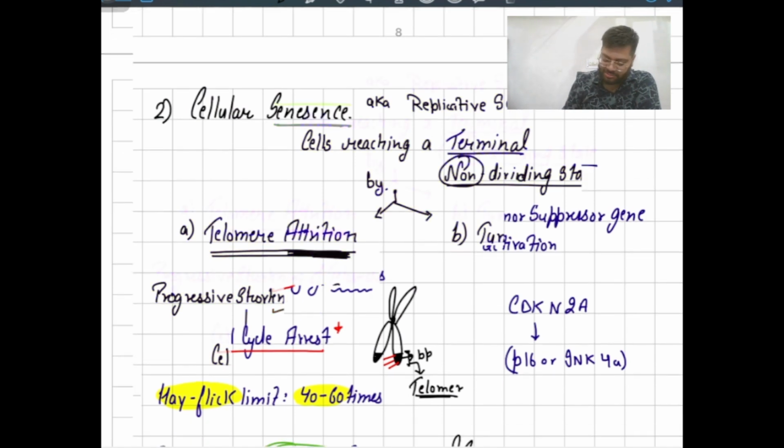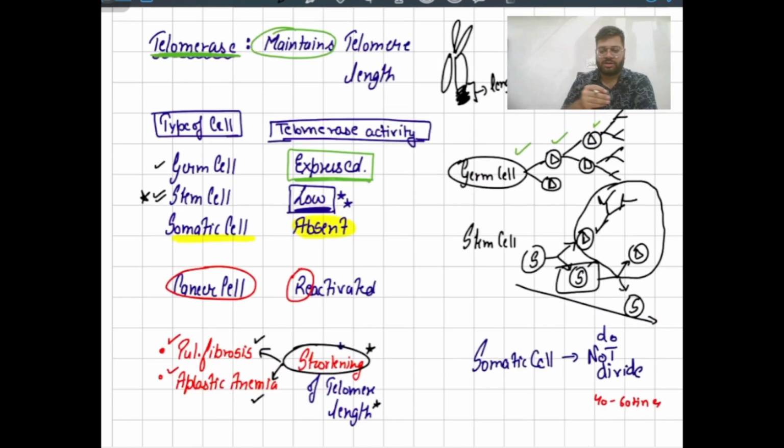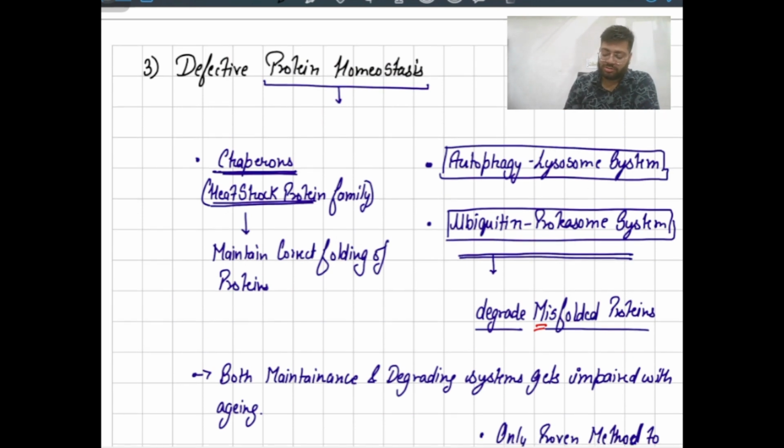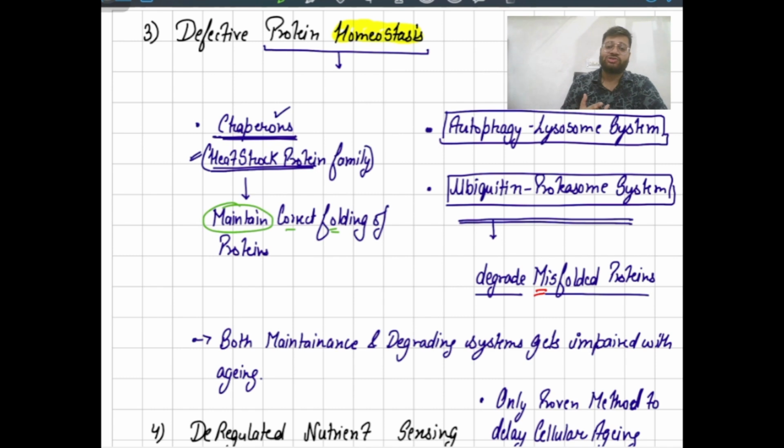Next, I will discuss defective protein. We are coming from the center to the outside of the cell. The third factor on which cellular aging depends is protein homeostasis. See, homeostasis means balance. So there are two identities we need to know. First is chaperones. I will discuss a little bit about chaperones. Chaperones are the heat shock protein family. There are various numbers. Their main function is to maintain the correct folding of proteins.